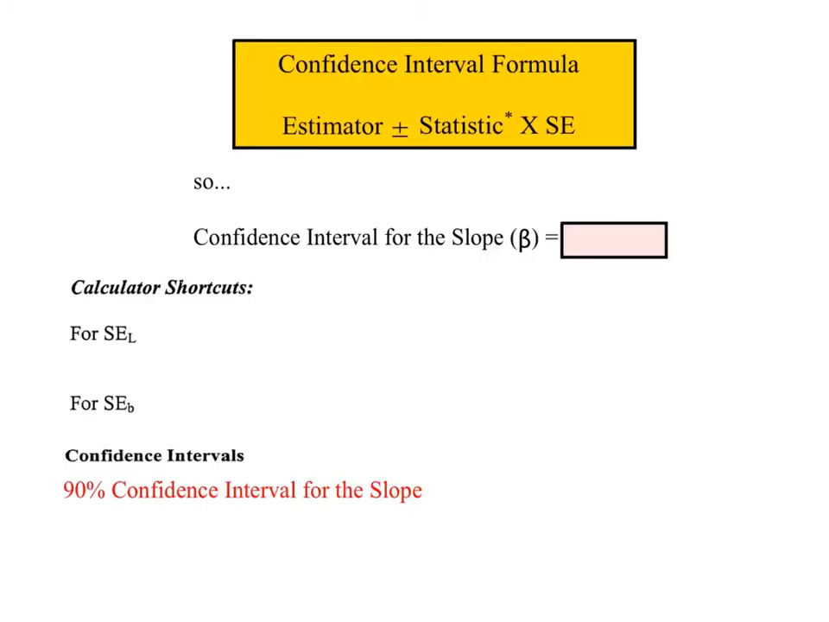So what if we wanted to build a confidence interval for the slope? Build a 90% confidence interval for the slope. Again, the plan would be conditions are met. So how would we do that?